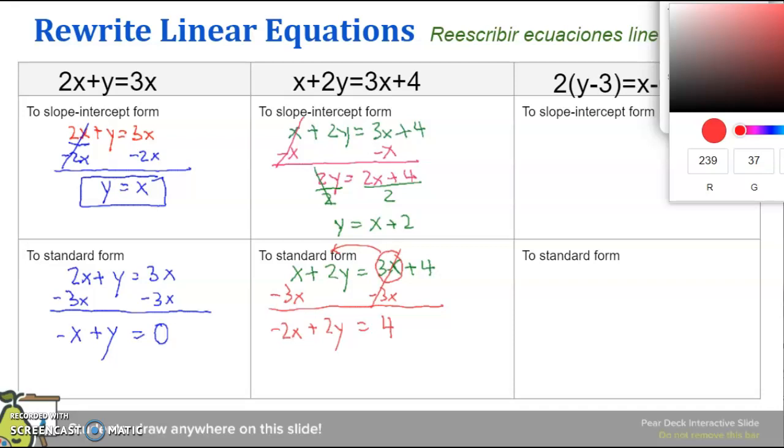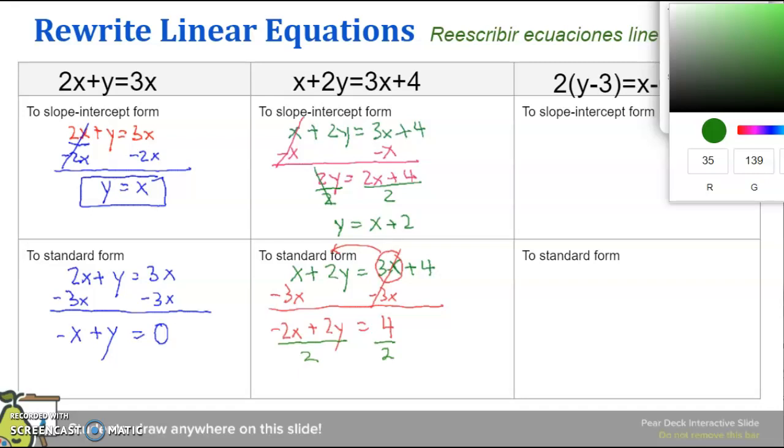Again, I see that all the numbers are even. If there is a number that I can simplify by dividing both sides of the equal sign by, you should certainly do that, because our brain always prefers the smaller number. So I am going to divide both sides by 2. That means I need to divide negative 2x by 2 as well as 2y by 2. You need to divide each term by 2.